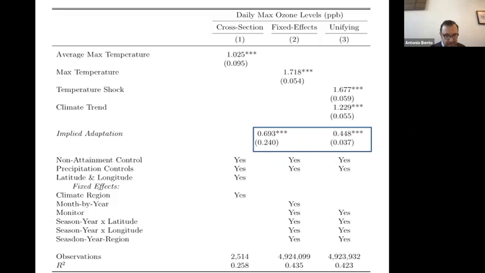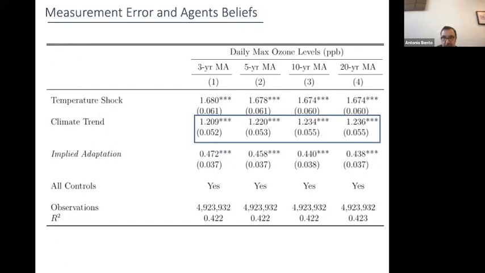Now, if you take the estimates that I give you here and you apply the business as usual RCP 8.5 scenario, you would get an overestimate of the climate penalty by about 0.82 by mid-century and 2.47 by the end of the century. And so I think this is economically meaningful.